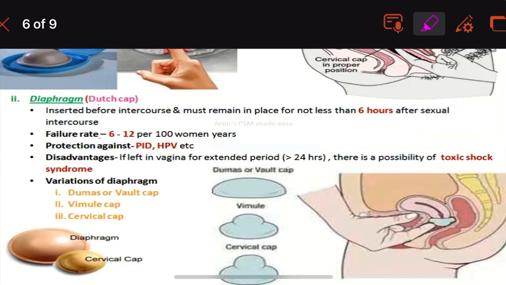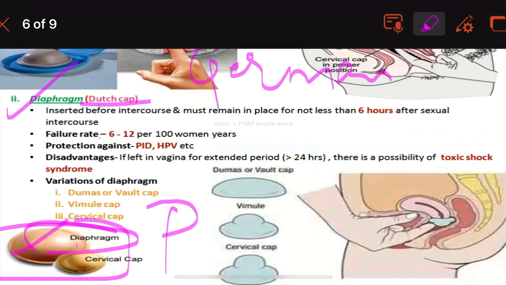The diaphragm, also known as the Dutch cap, we saw that the diaphragm is a vaginal barrier which was invented by a German physician, and it is popularly known as the Dutch cap. It is made up of synthetic rubber or a plastic material. You can see the picture here of the diaphragm, which is made up of plastic or a synthetic material.